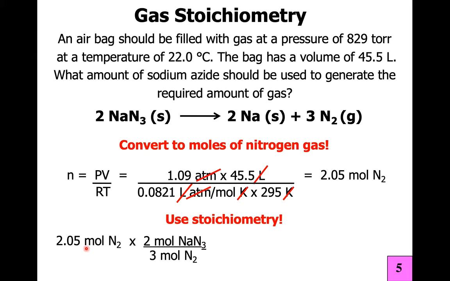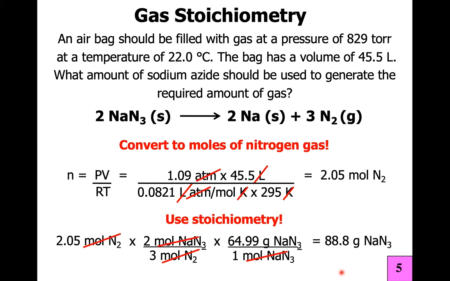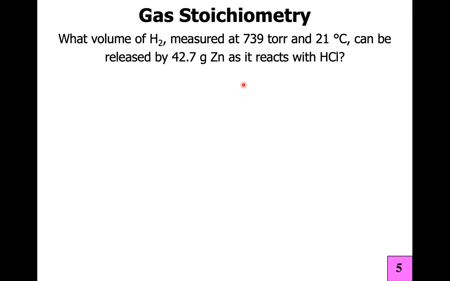2.05 grams of N2 gas. We use the stoichiometric relationship 3 to 2. 3 moles of N2 comes from 2 moles of sodium azide. Now we've simply used the molar mass, which we've calculated from the periodic table, 1 sodium and 3 nitrogens, added their masses together to give us 64.99 grams of sodium azide in 1 mole of sodium azide. And now simply put this in the calculator and we find out that we need 88.8 grams of sodium azide in there in order to generate the amount of gas that would be required to fit what we need here.